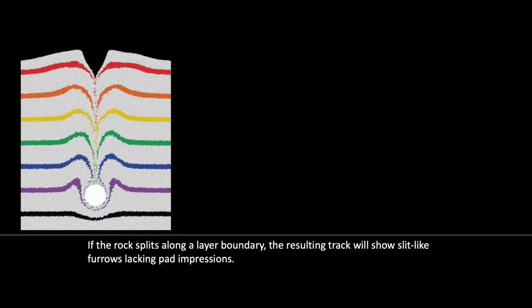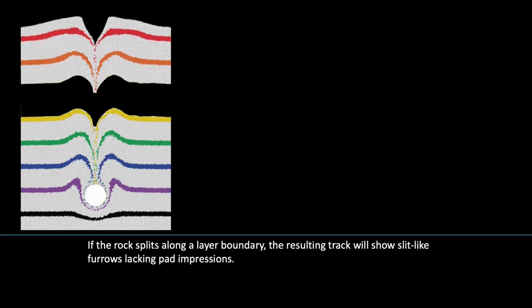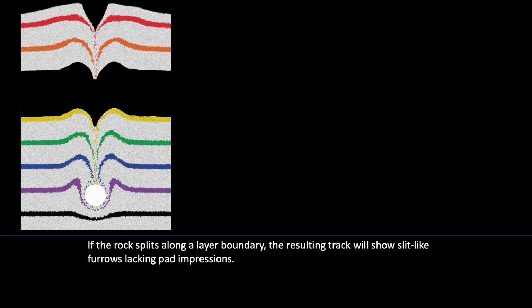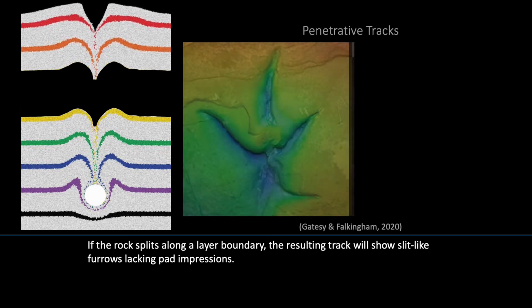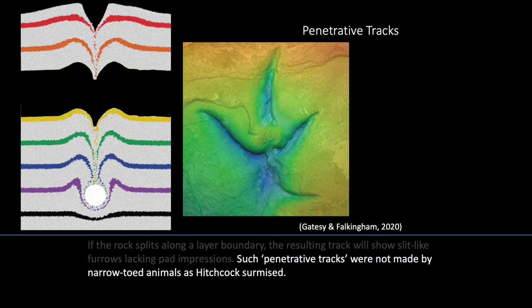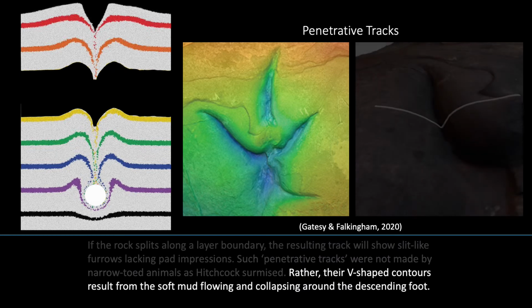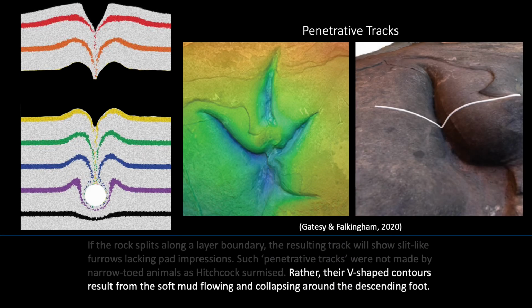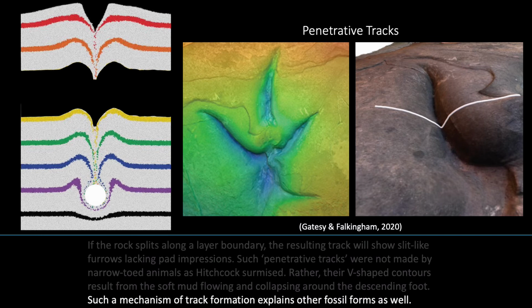If the rock splits along a layer boundary, the resulting track will show slit-like furrows lacking pad impressions. Such penetrative tracks were not made by narrow-toed animals as Hitchcock surmised. Rather, their V-shaped contours result from the soft mud flowing and collapsing around the descending foot. Such a mechanism of track formation explains other fossil forms as well.